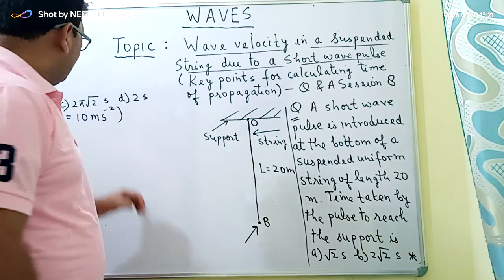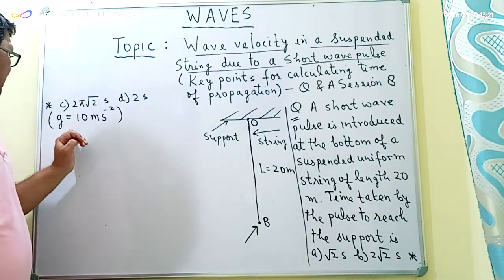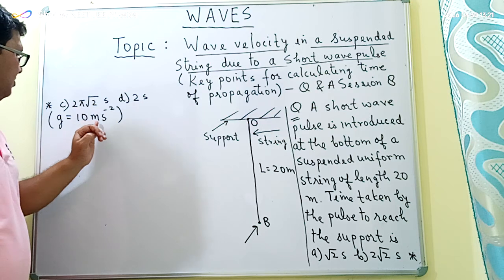This is the rigid support and this is the string which is suspended from this point O. We have four options here and we have to find the correct option, and here the value of g is to be taken as 10 meter per second square.